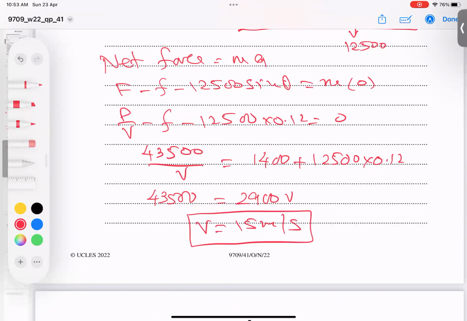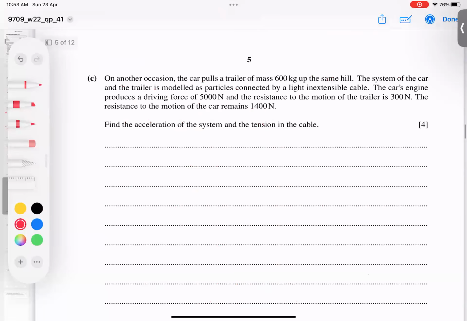So I hope this part is also clear. You're not getting any big issue. On another occasion, the car pulls a trailer. This is a good question we have, because most students make mistakes in this kind of question.